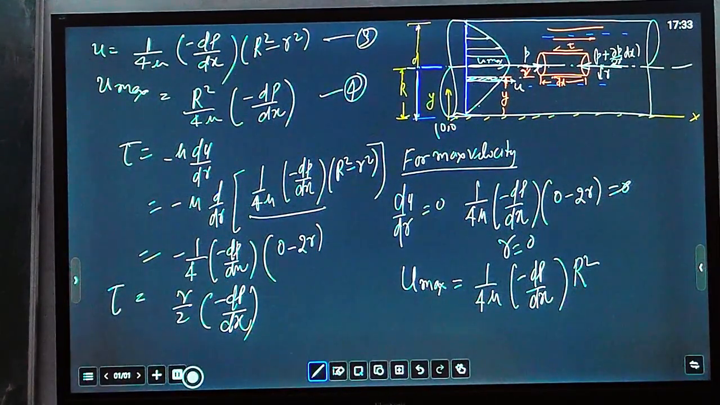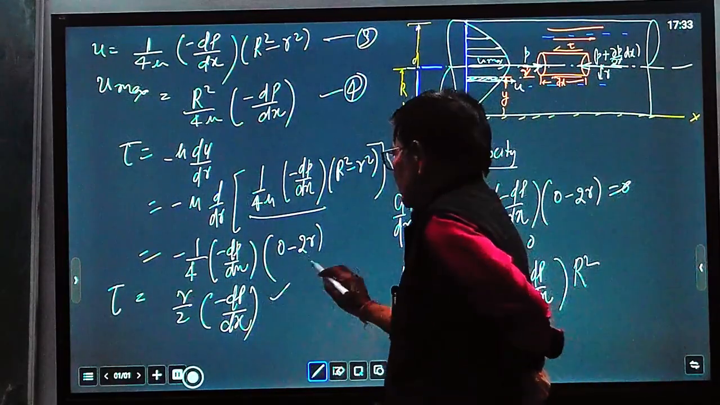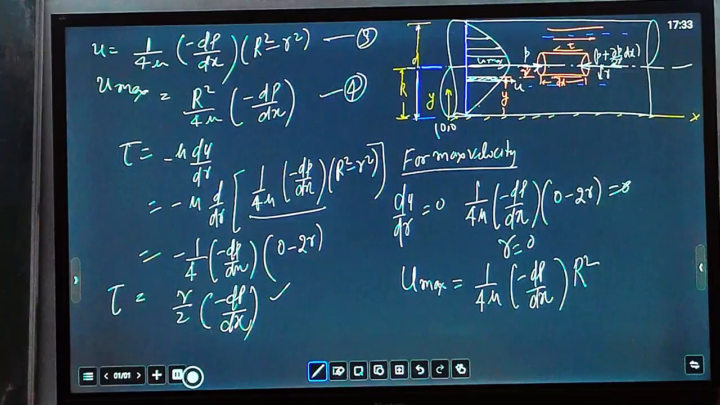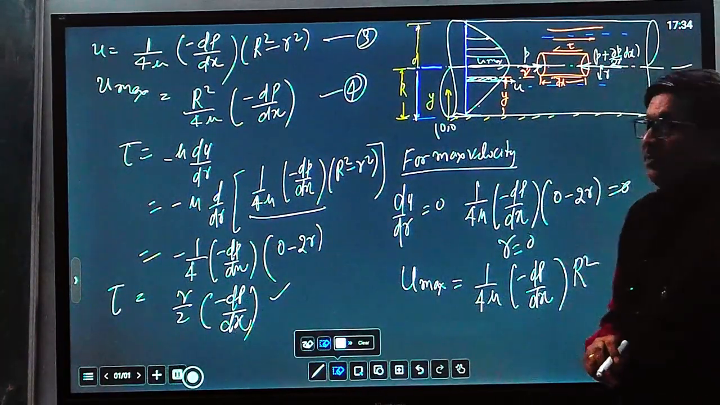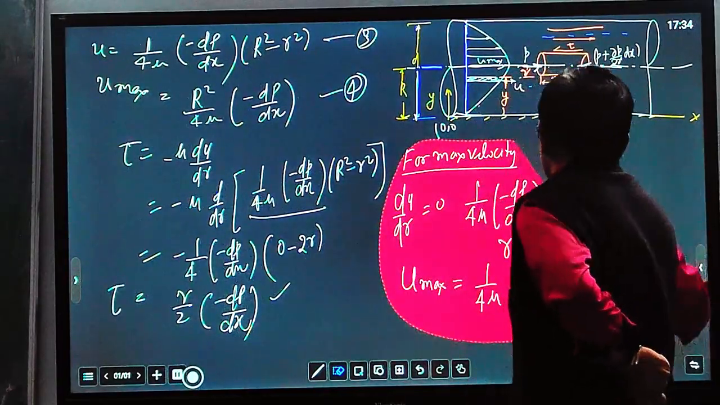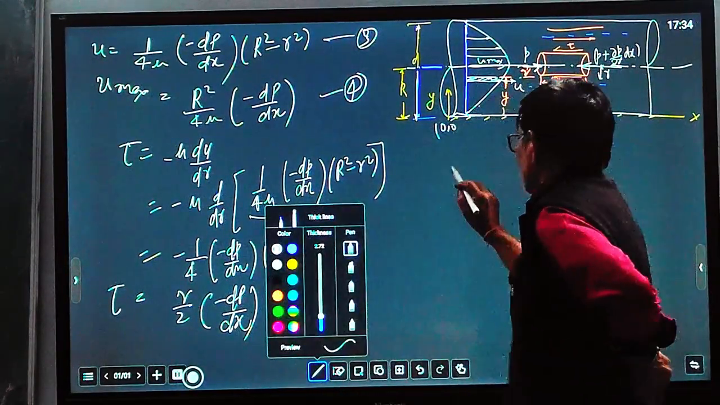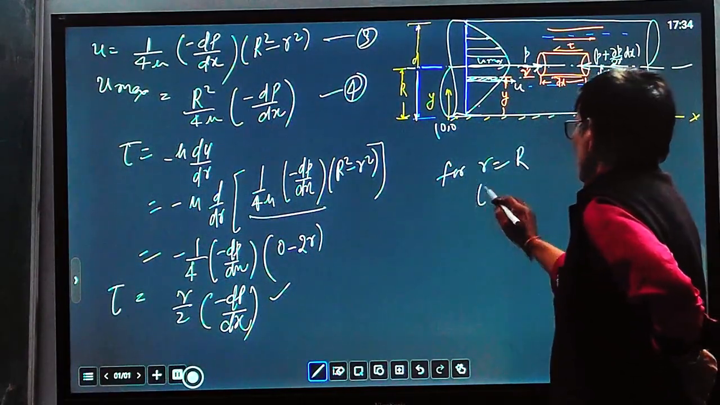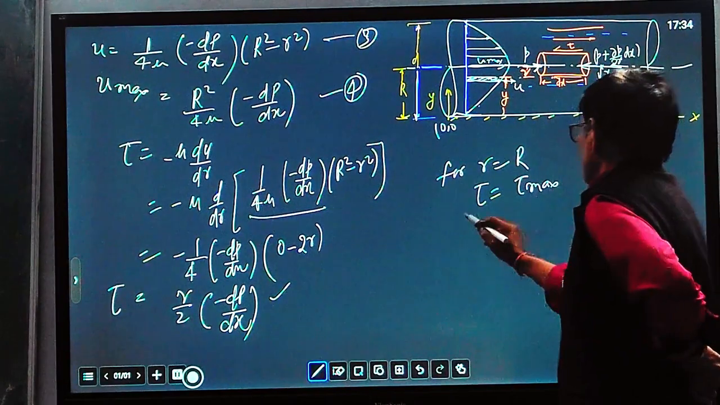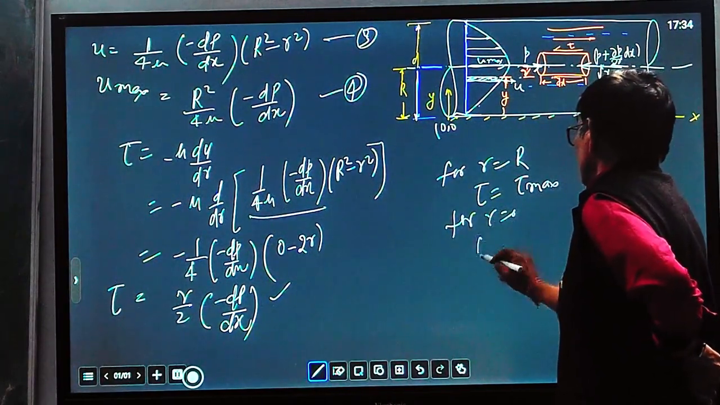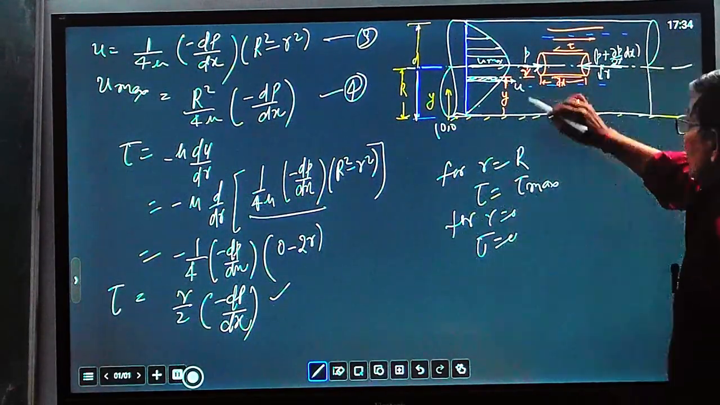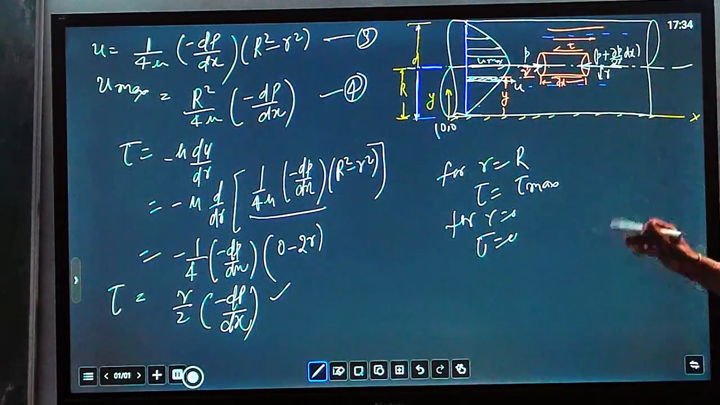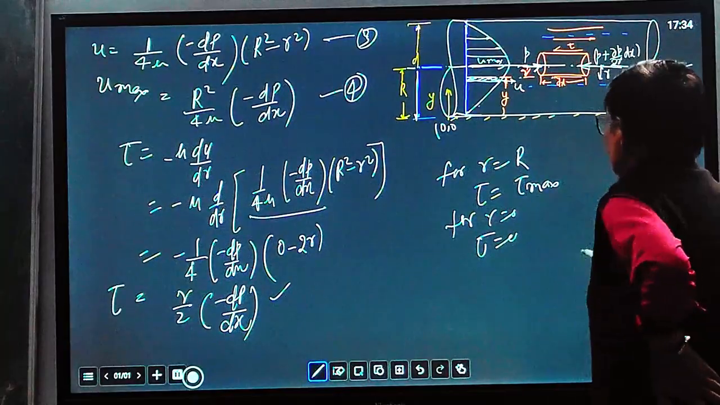So this is the general equation for shear stress. Where will shear stress be maximum? Because this is a linear equation, the shear stress distribution is linear, not a quadratic equation. Here r is the only variable. For r equal to capital R, tau equal to tau maximum, and for r equal to 0, tau equal to 0. At the center line shear stress will be 0, and at the surface of the pipe shear stress will be maximum. So the distribution of shear stress will be like this.